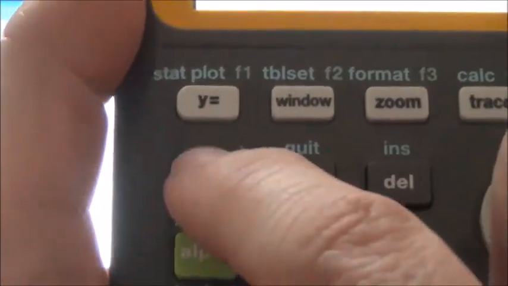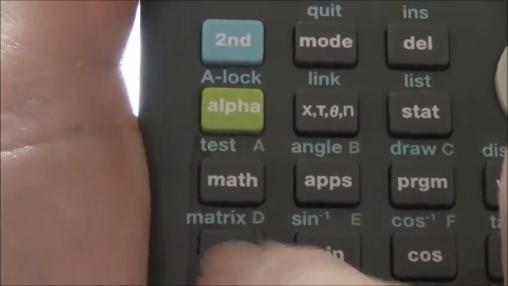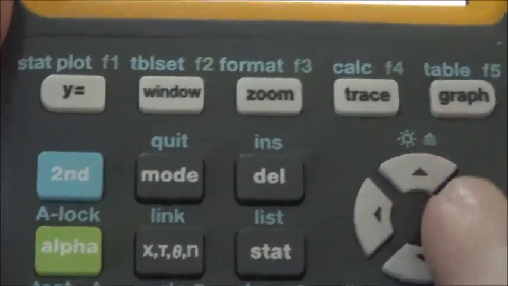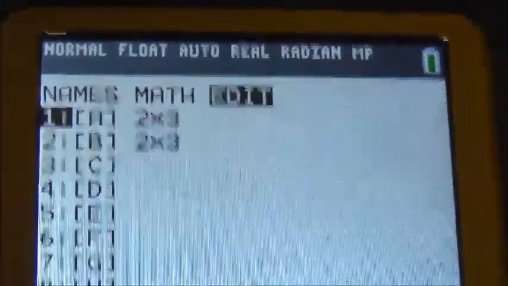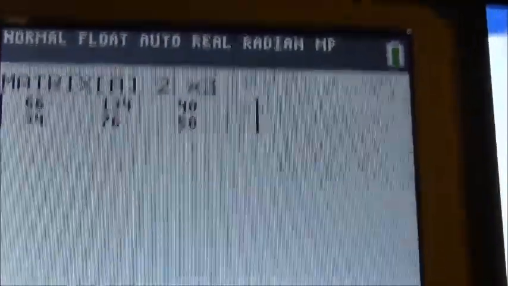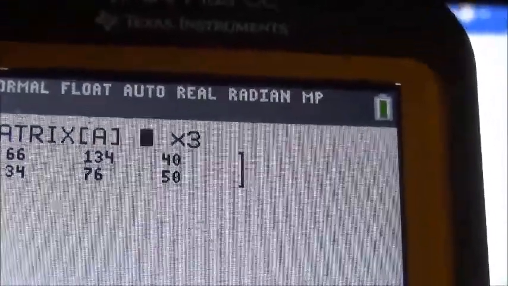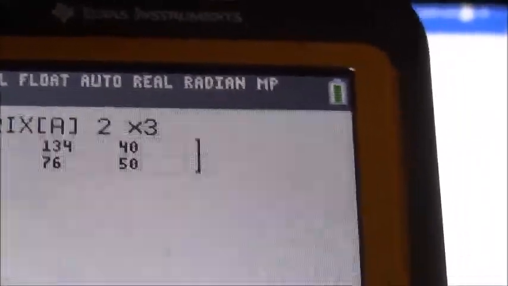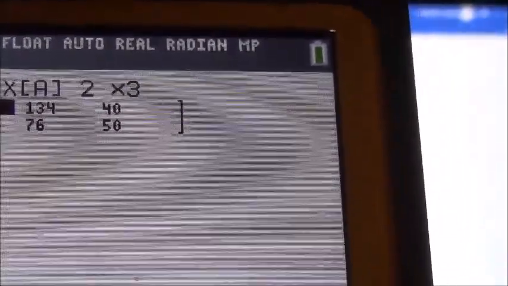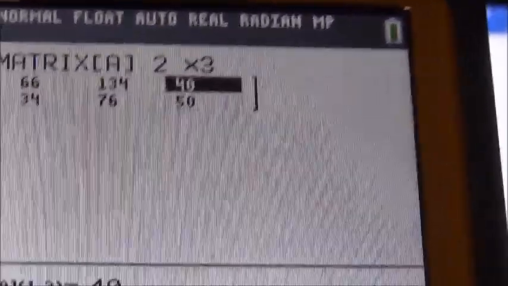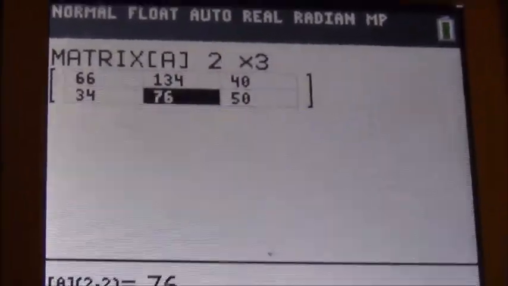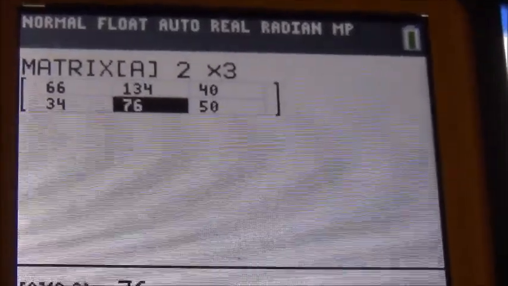So again, on our graphing calculator, we are going to do second function. Where's my graphing calculator? There we go. Wait for it to get somewhat clear. Second function, and then we're going to do the x to the negative 1 that says matrix, second function matrix. We're going to cursor over to the word edit, and we're going to edit number 1, which is our A matrix, which we want as a 2 by 3 matrix because we have 2 rows and 3 columns. We're then going to enter our values in. So you can see there I use 66, 134, and 40 for my first row. The second row is my not receptive, 34, 76, and 50.